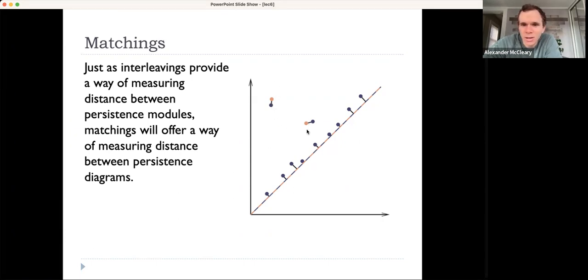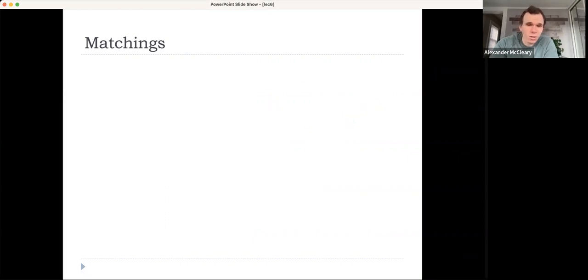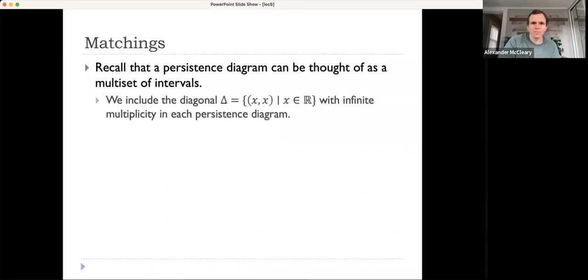We can match up the other pair of points that are close together, but now we see that there are a bunch of different points in the blue diagram with no corresponding points on the pink diagram. What we can do is we'll just match them to the diagonal. So we'll see this more formally now.